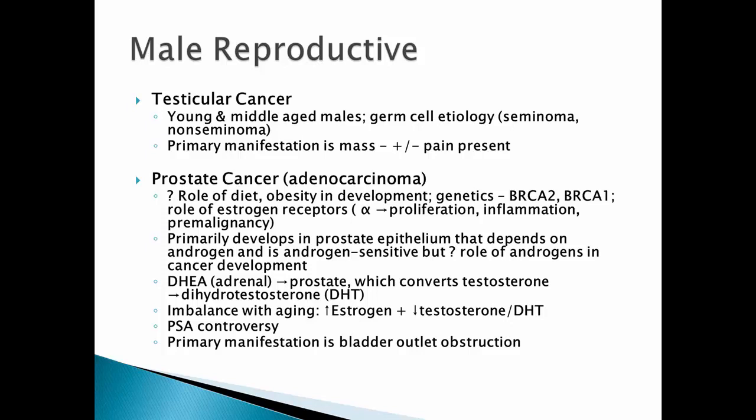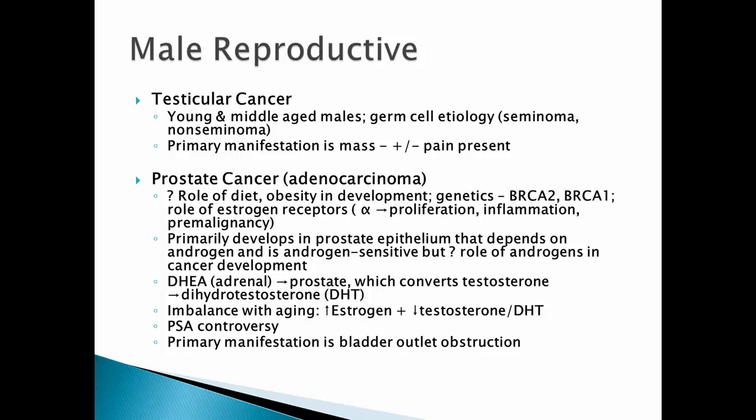The primary manifestation of prostate cancer is bladder outlet obstruction because the prostate does continue to grow. As the cancer cells continue to grow, they can obstruct the bladder outlet. In some males, they may not notice as much of the obstructive symptoms, but they may notice a feeling of heaviness or in rare cases may actually have some low back pain. Prostate cancer tends to metastasize to the bone and to the liver.